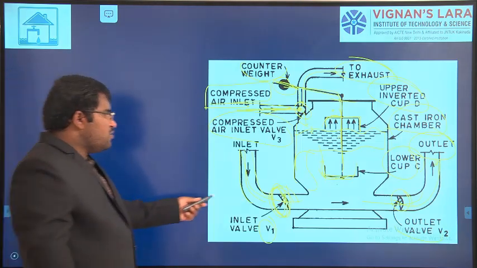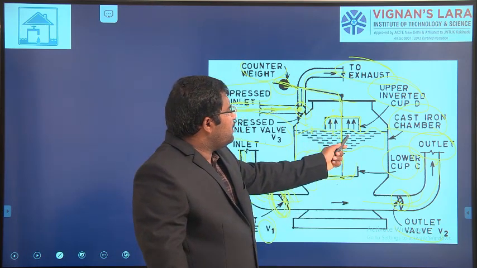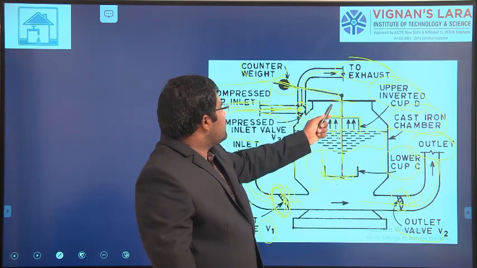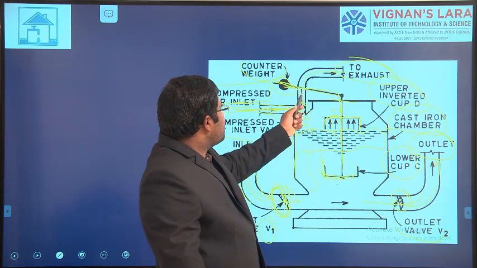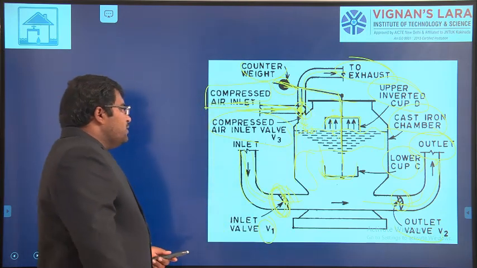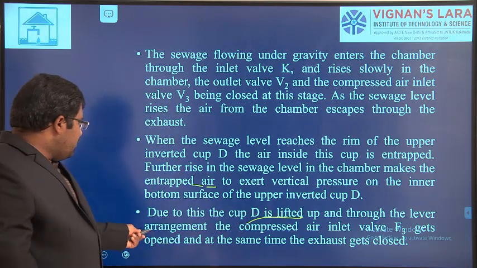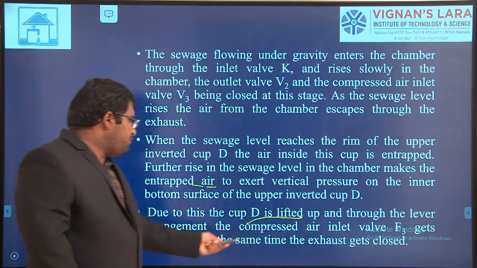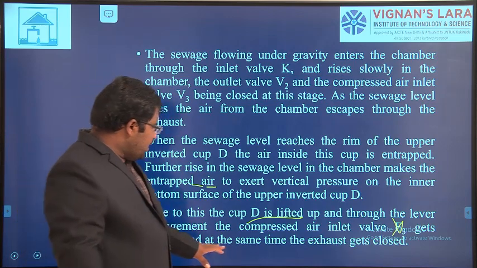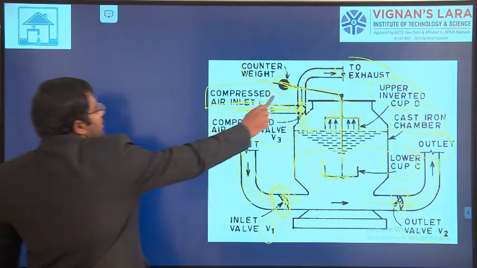Now once it is open, the water will rise, and due to this water the inverted cup will rise. Once it rises, this will be closed and this will open, and gas will enter inside. So due to this, cup D is lifted up, and through the lever arrangement, the compressed air inlet valve V3 gets opened, and at the same time the exhaust gets closed. Here it will be closed.